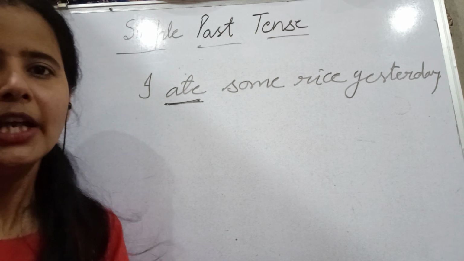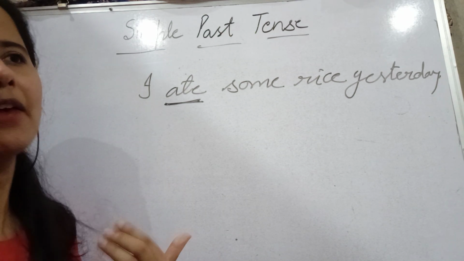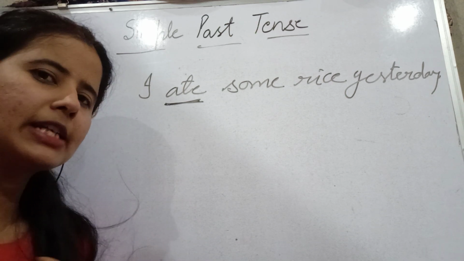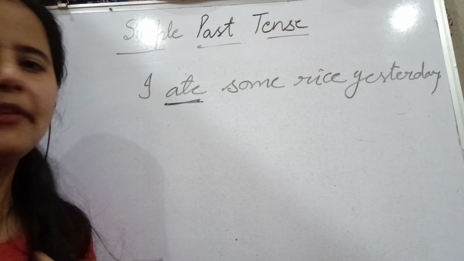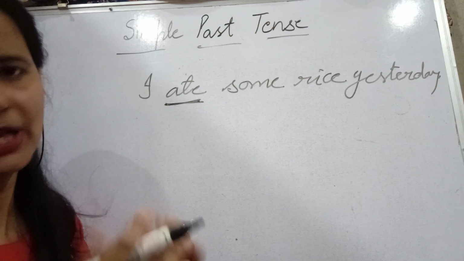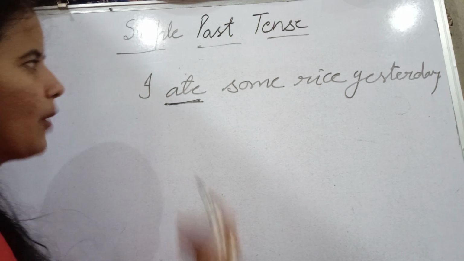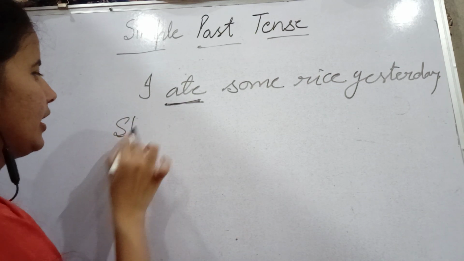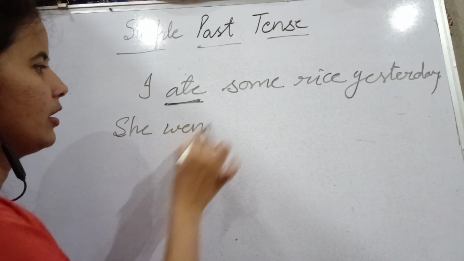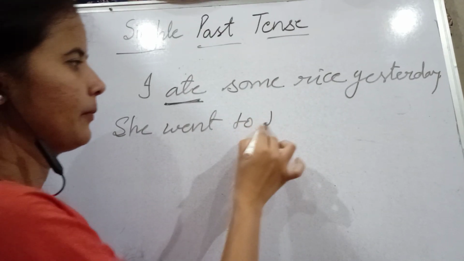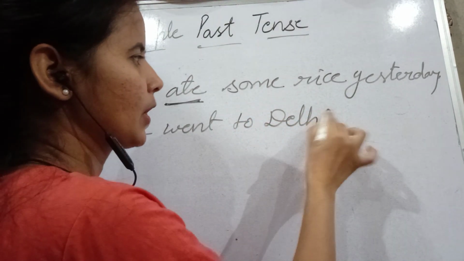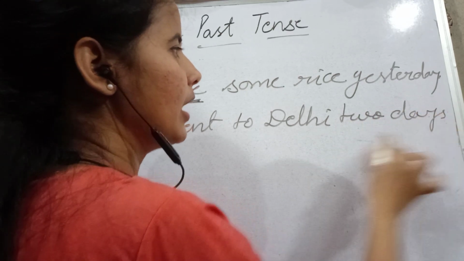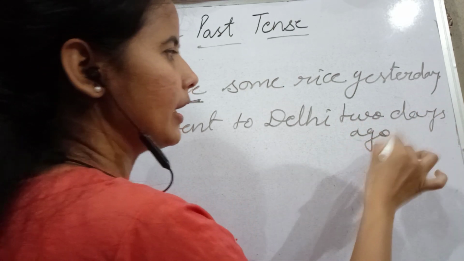That is very simple. If the action is affecting your present time, okay, then you have to use present perfect. And if it has not been affecting your present time, you need to form the sentence in simple past tense. Like, she went to Delhi 2 days ago. ठीक है.